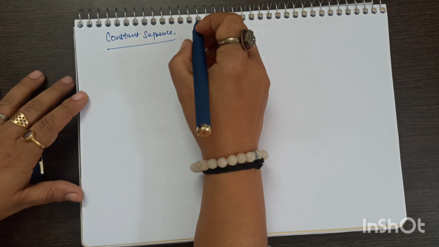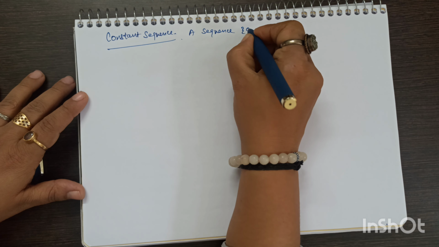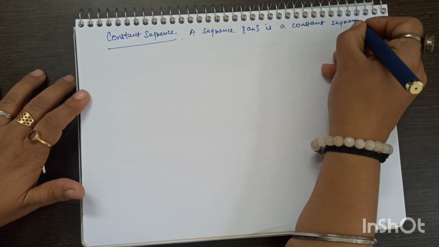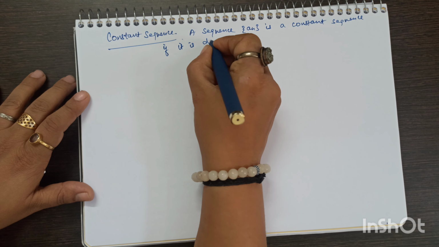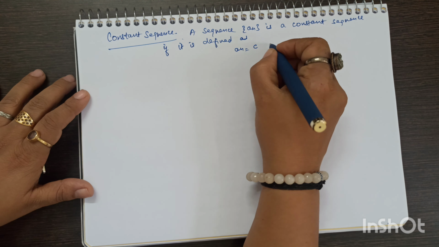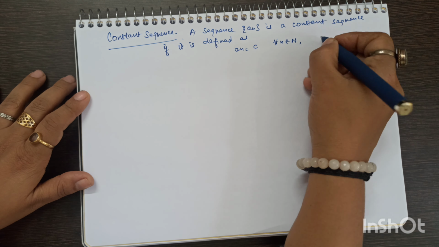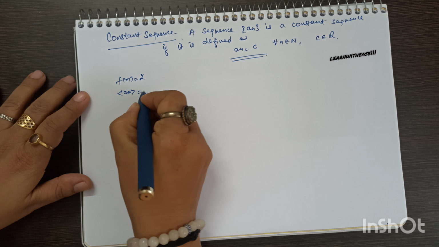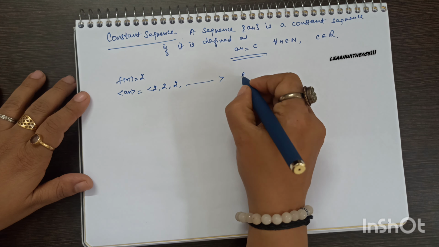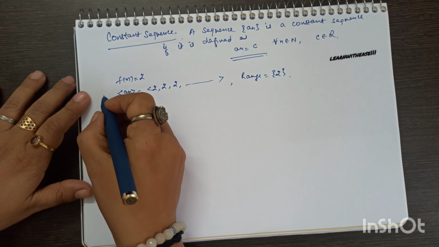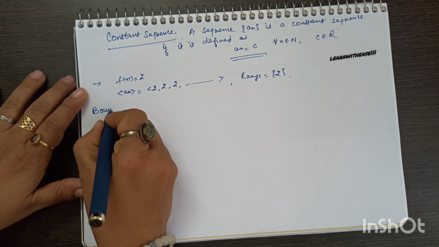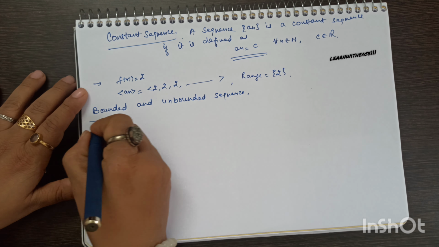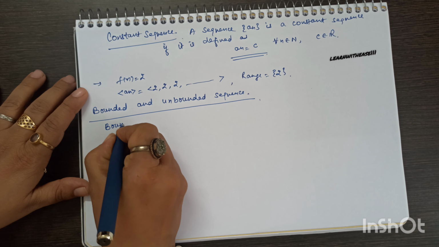Constant sequence means there is no n in the nth term. It's free from n. A sequence is such that for every n it is a fixed value, whatever it is, but it is fixed. Like here I have taken an is equal to c. C is any real number for all n belongs to N. For example, if I take c as 2, the sequence will be 2, 2, 2. For every term it's 2. So the range is 2 only.